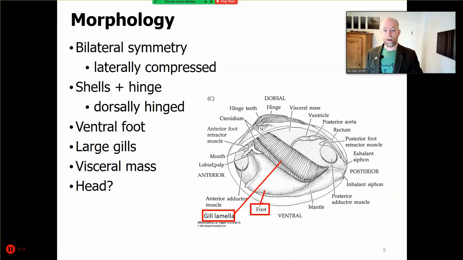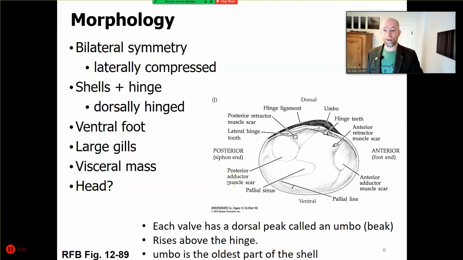Then the foot, a large ventral foot. Each of the two valves has a dorsal peak called an umbo that rises up over top of the hinge, and that represents the oldest part of the shell. So it's being laid down distally around that.